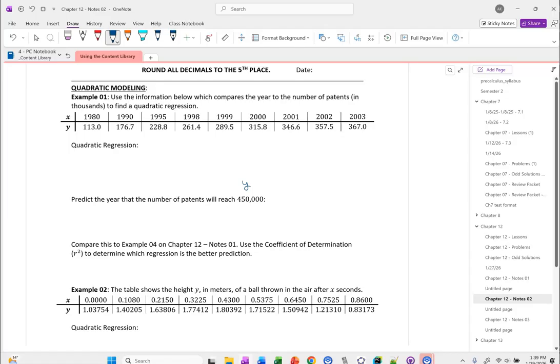Now read the directions here, because there's an important piece in this direction. The number of patents is in thousands. How many thousands is 450,000? 450.